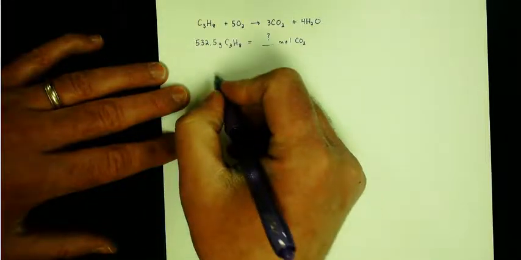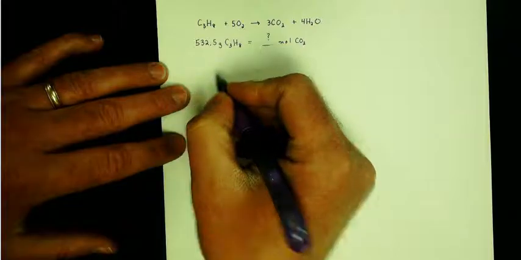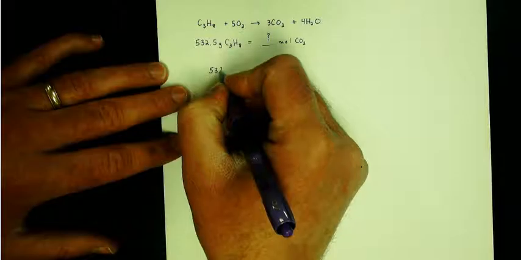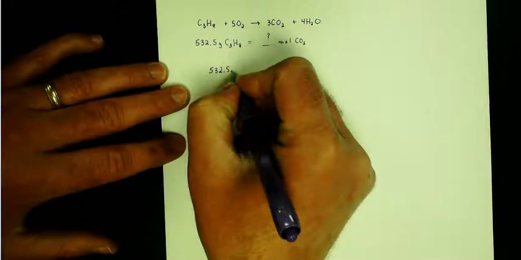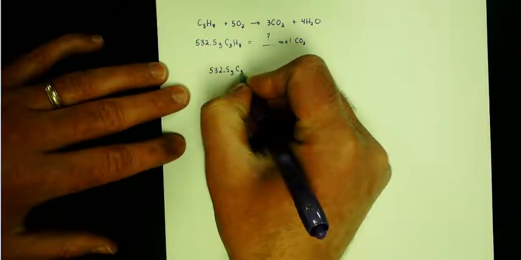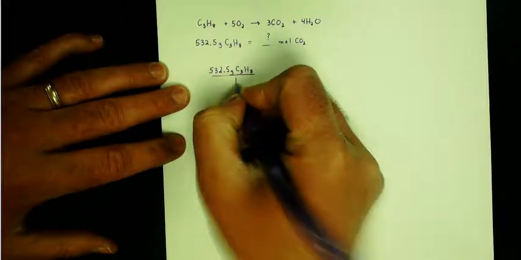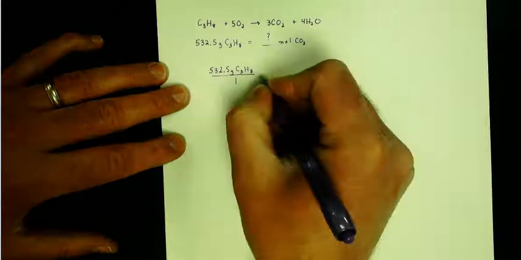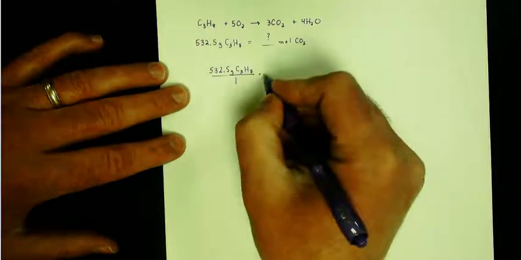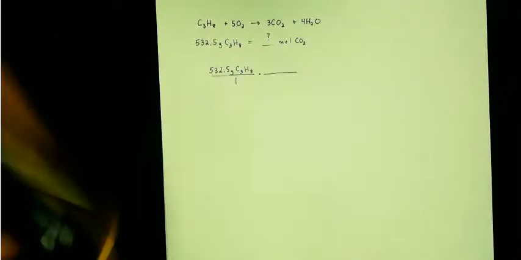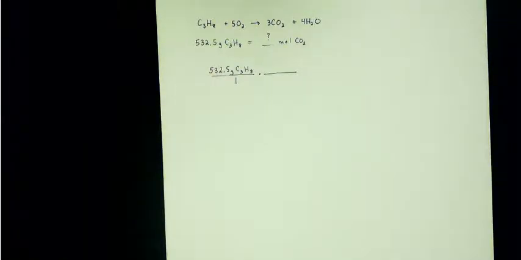Of course, we start by, very good, putting it over 1, 532.5 grams of propane over 1. Very good. And then we want to convert that into moles. Now, to find the moles, you have to use the molar mass of propane.